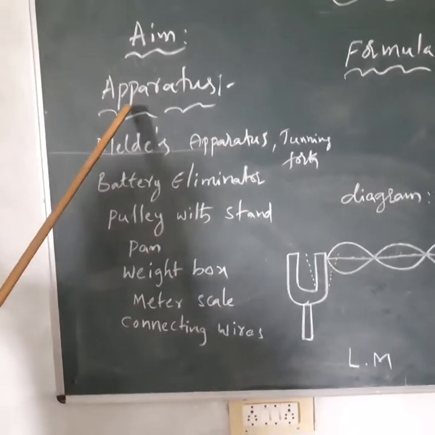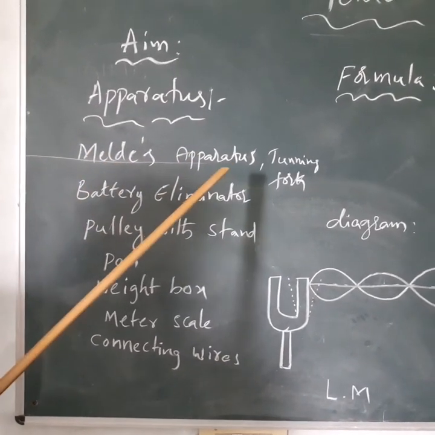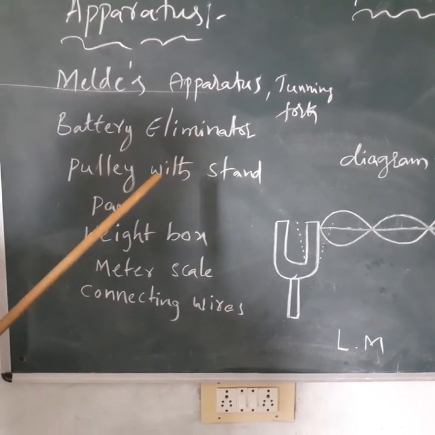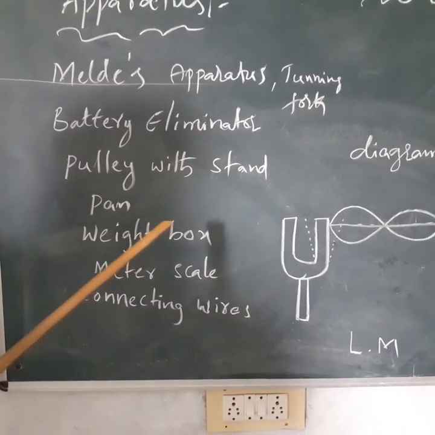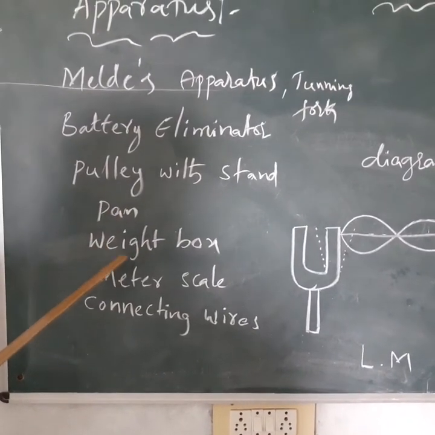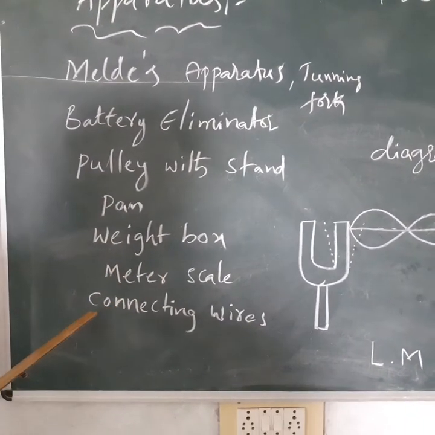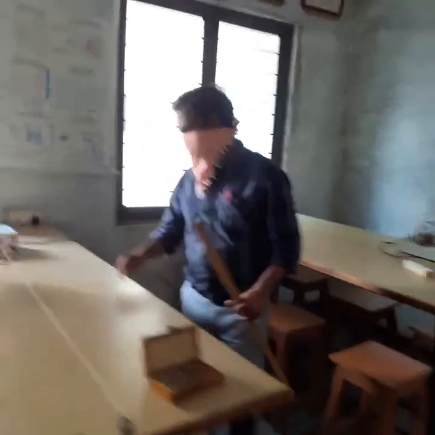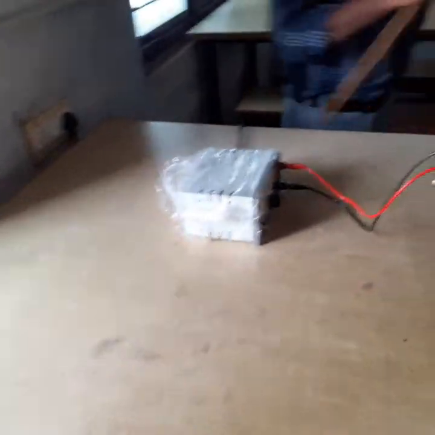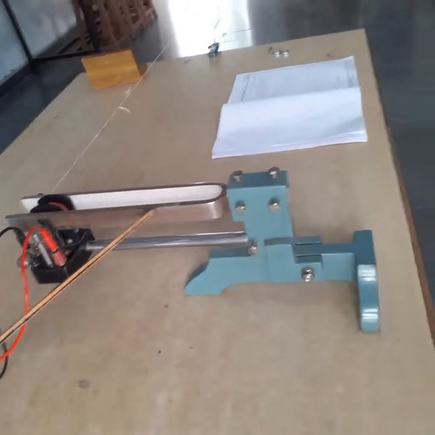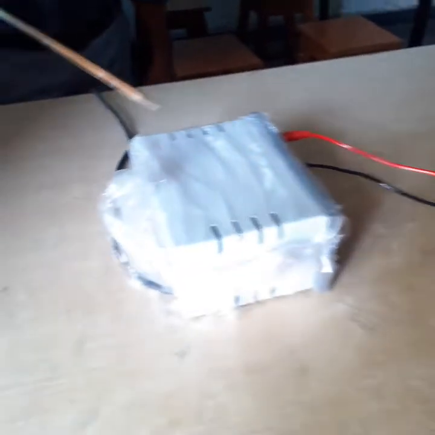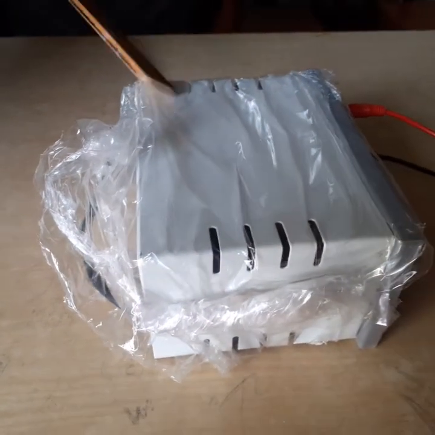Apparatus used in this experiment: Melde's apparatus, a tuning fork, battery eliminator, pulley with stand, pan, weight box, meter scale, and connecting wires. I will show you the apparatus. This is an electrical vibrator or tuning fork. Some voltage is applied through the battery eliminator. This is a battery eliminator.